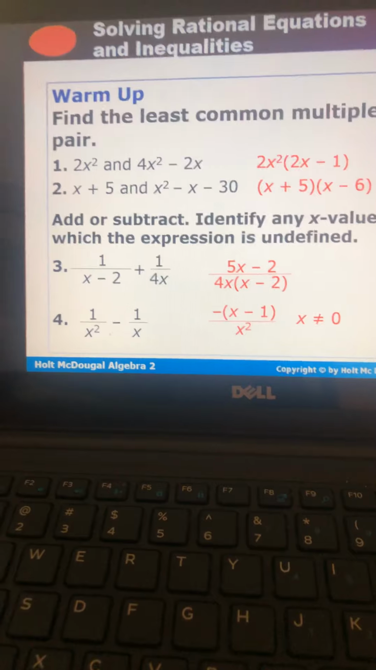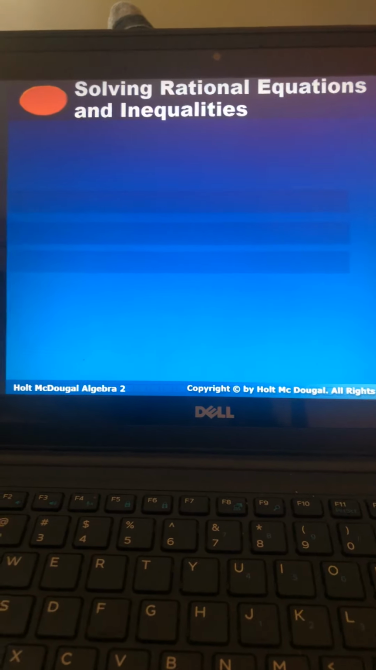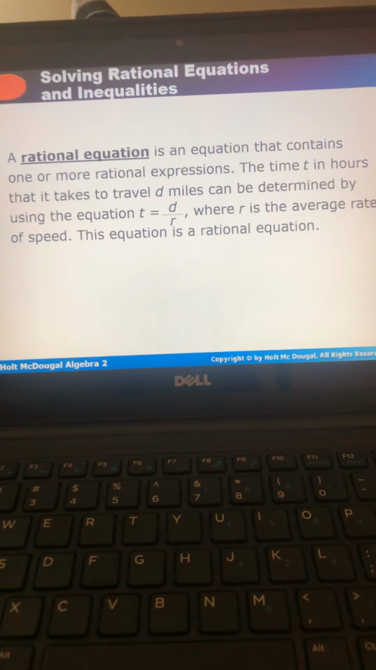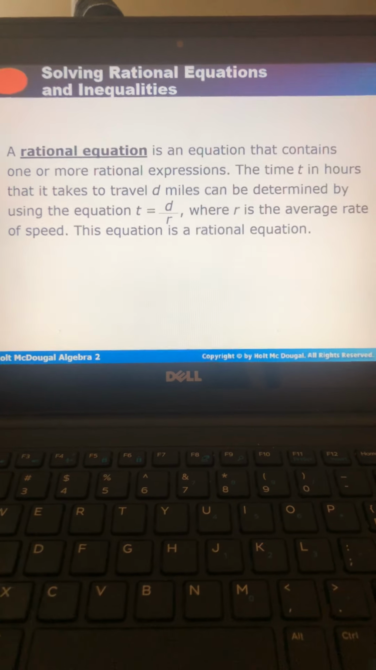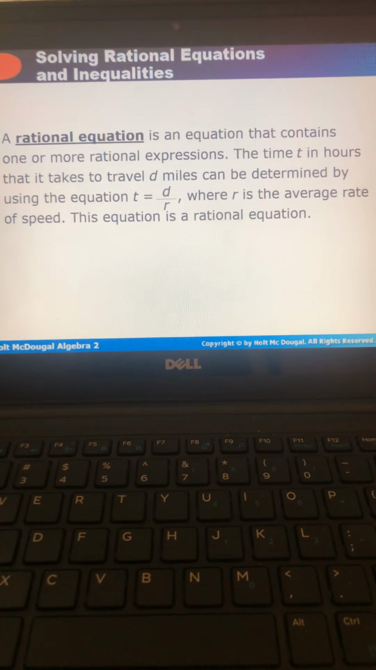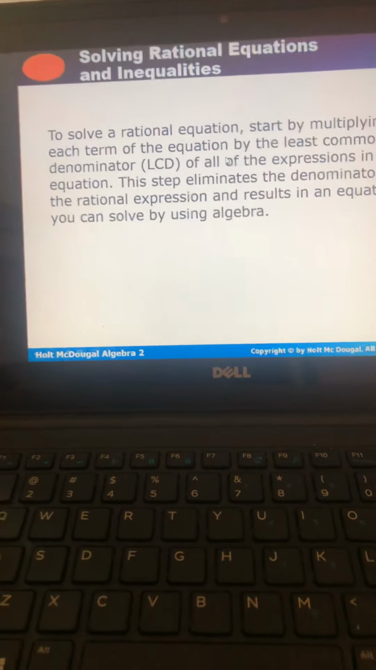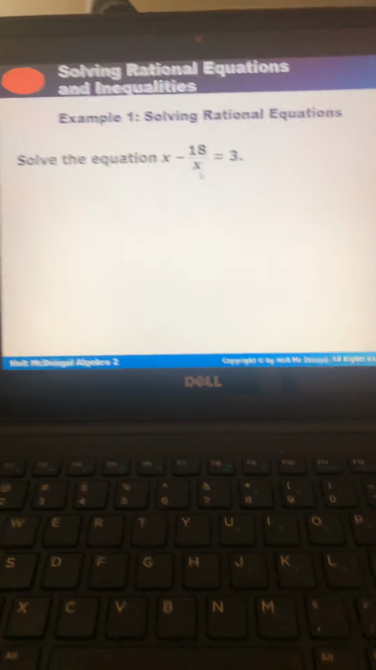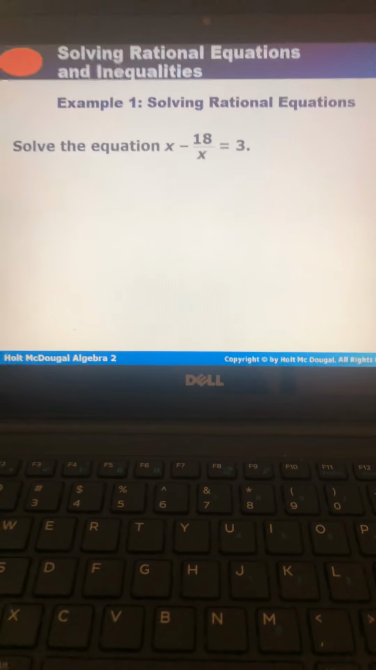So what we are going to worry about, though, is how to solve rational equations and inequalities. So basically, a rational equation is an equation that contains one or more rational expressions. The time t in hours that it takes to travel d miles can be determined by the equation. Let's scoot on past this. I'm just going to go to this page to example 1 and just tell you how to do this.